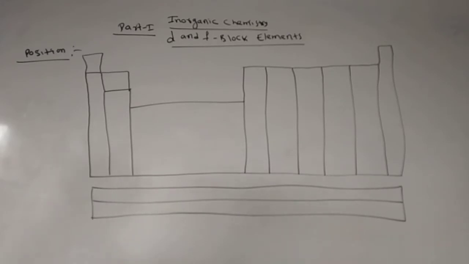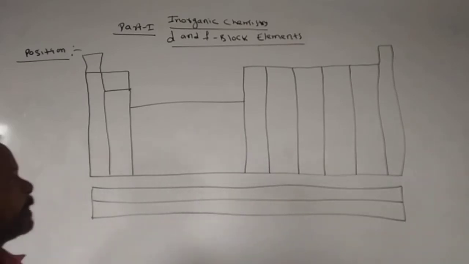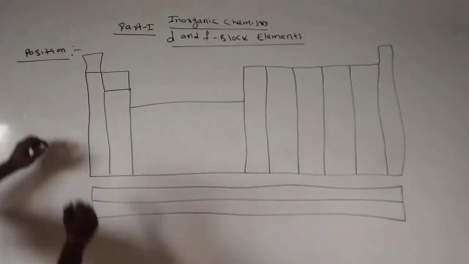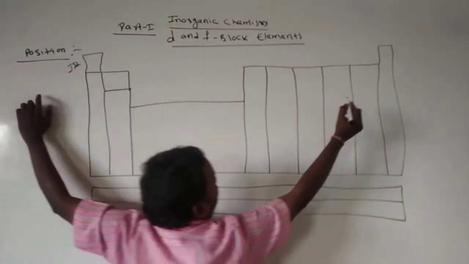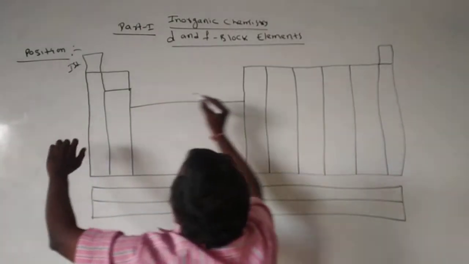What is the meaning of outermost orbit? The last orbit present in an element we call the outermost orbit. Here, the horizontal rows we call periods. This is the first period. The first period contains only 2 electrons.